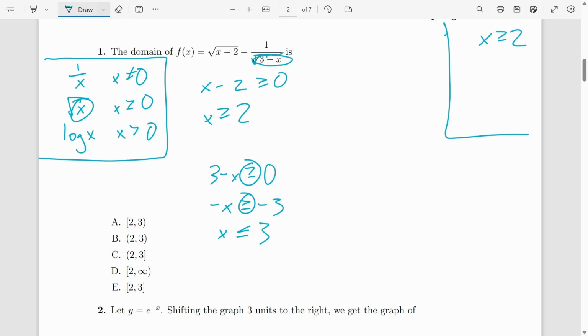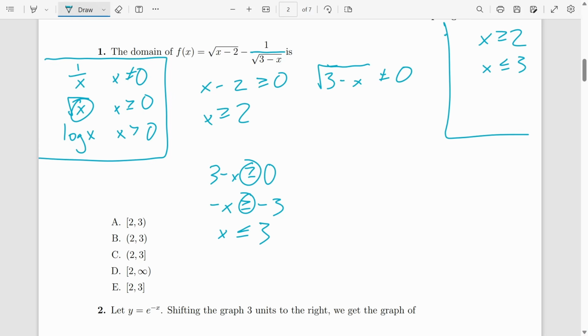All right, so now we have our second restriction. X must be less than or equal to 3. Put that up here, x less than or equal to 3. And now we can find our third one, which we said was this fraction here. So whatever is on the bottom cannot equal 0. So the square root of 3 minus x, that's the denominator. That's whatever's on the bottom. It must not be equal to 0.